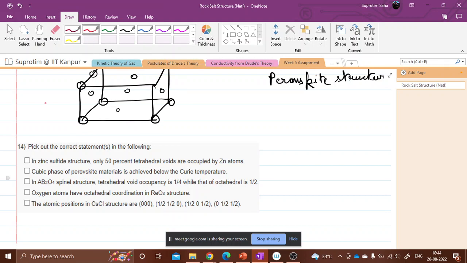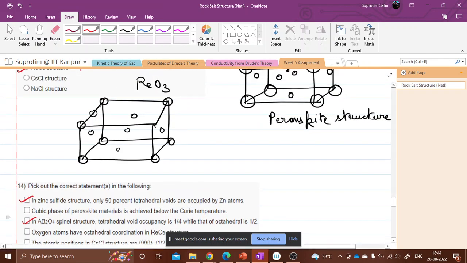As I already told you, if you put zinc atoms at all the tetrahedral sites, you will find that the coordination number of 4 will be violated in some cases. The second option is not correct because above the Curie temperature it is cubic for perovskite material. In the AB2O4 spinel structure, tetrahedral void occupancy is 1/4, while that of octahedral is half. So this is correct.